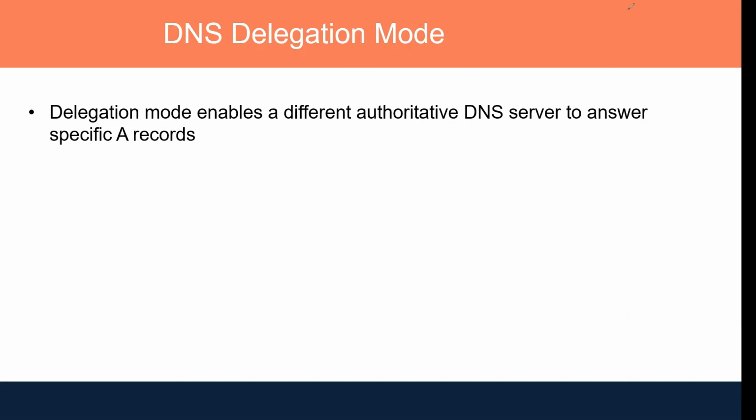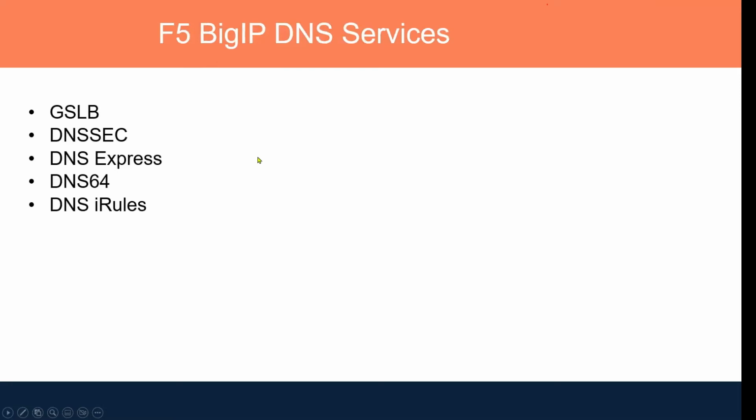Now, moving to the next topic. We are going to talk about F5 BIG-IP DNS services. F5 offers multiple DNS services, and these are the main ones. F5 offers GSLB, that is global server load balancing. It offers DNS security, DNS Express, DNS 6to4, and DNS iRule services. We are going to talk about all these services one by one.